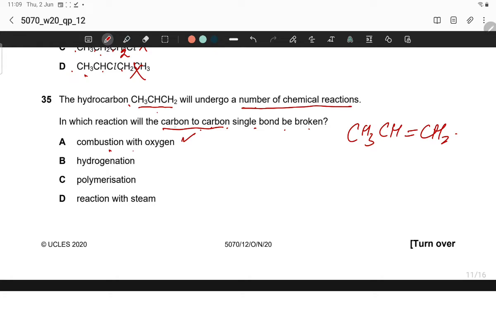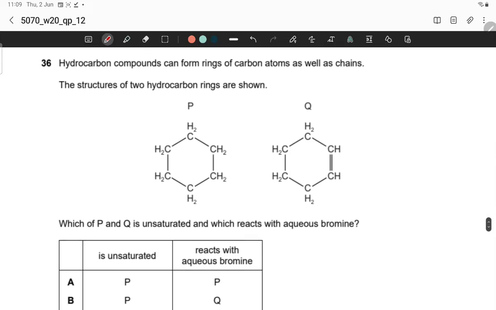In which reaction will the carbon to carbon single bond be broken? No, only combustion. Hydrogenation, the carbon to carbon double bond is broken. Polymerization, the carbon to carbon double bond is broken. Same over here, reaction with steam also, this bond is broken. So A option is correct.